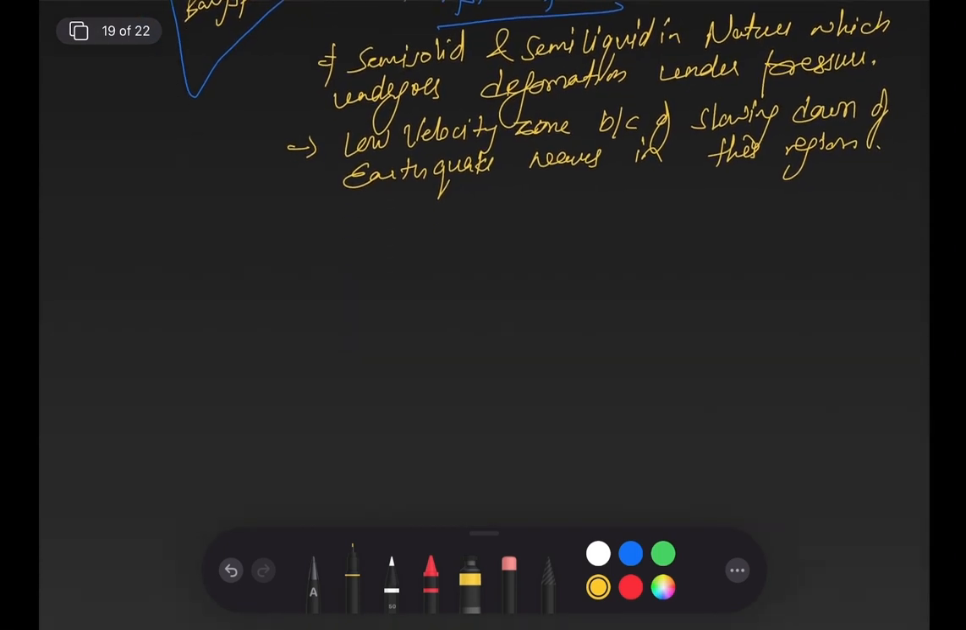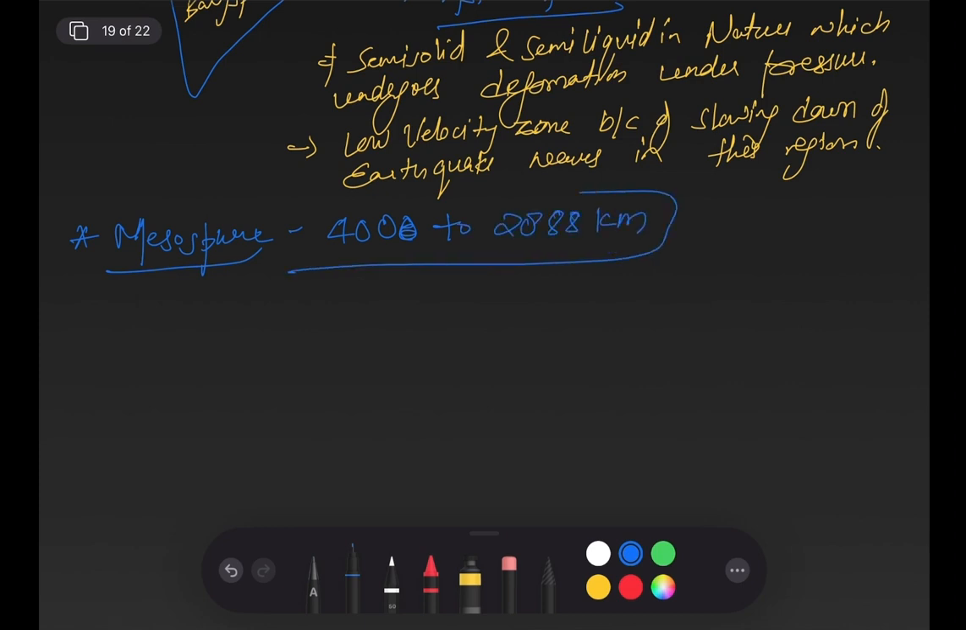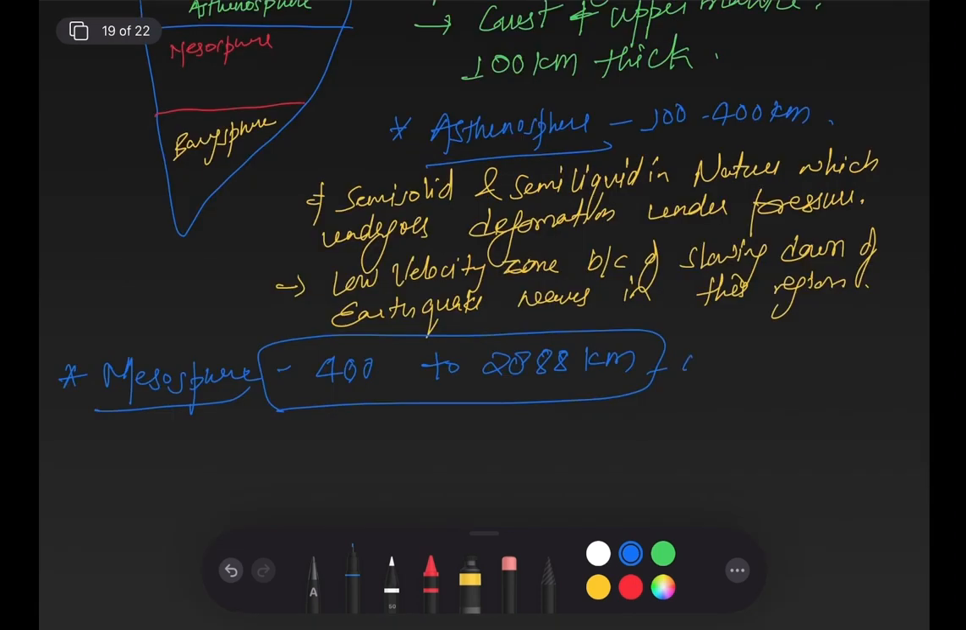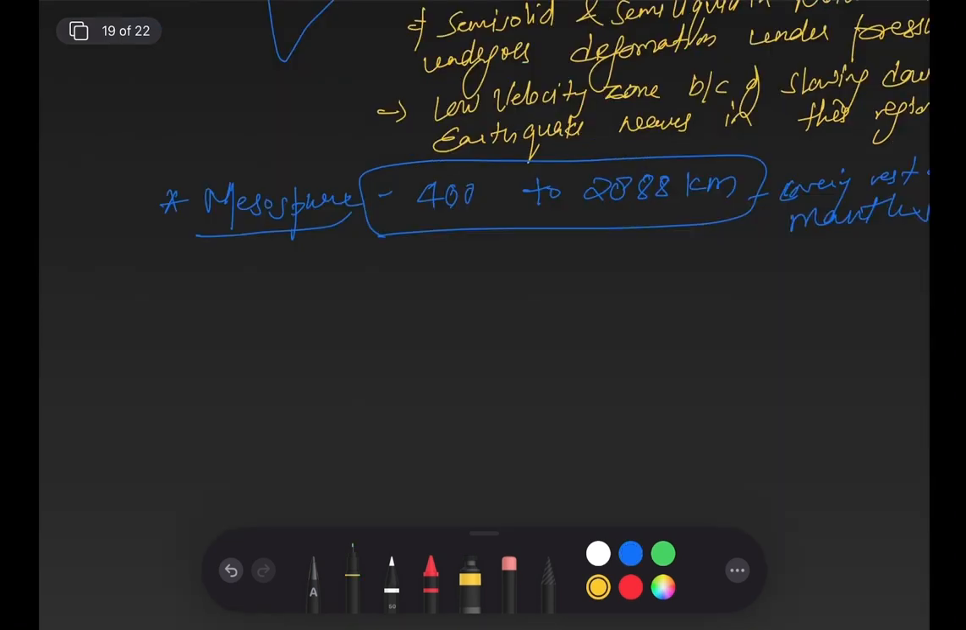Then there comes the mesosphere. Mesosphere extends from 400 kilometers to about 2,888 kilometers. That is, up to the crust the mesosphere extends, covering the rest of the mantle. Then the barysphere, which is basically the core.